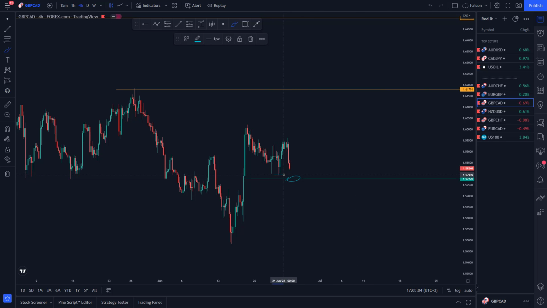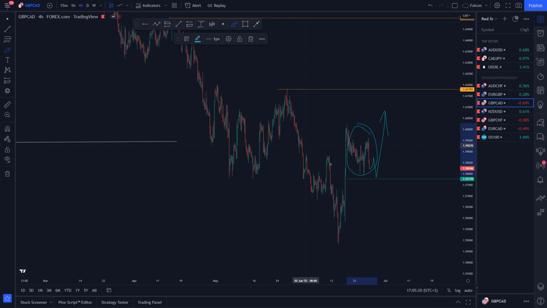So with these areas being tapped, I did not look for any entry because I want my entry to be on my value area over here. So I want this pair just to come back to this area, and then that's where I'll take my entries for the buys. So as you can see, these pairs have just been consolidating the whole week.